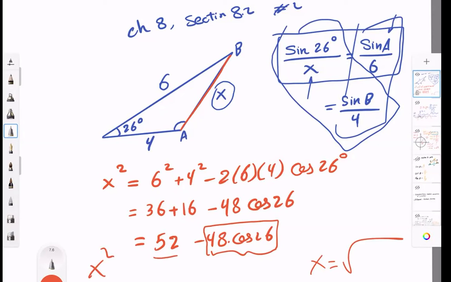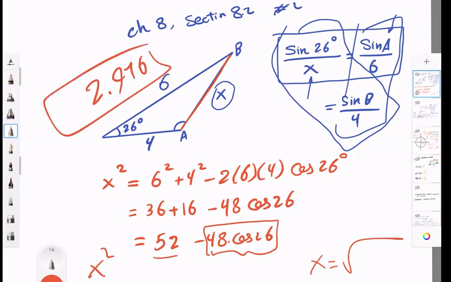It looks like, for this particular question, you get 2.976. They said 3 decimal places, so you need to use 3 decimal places.